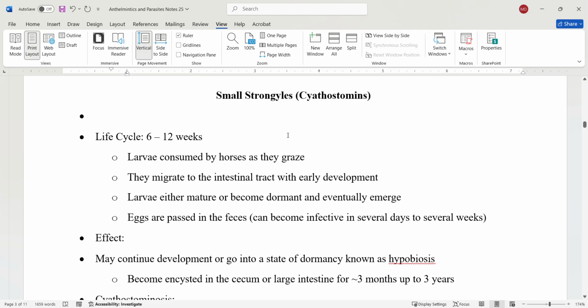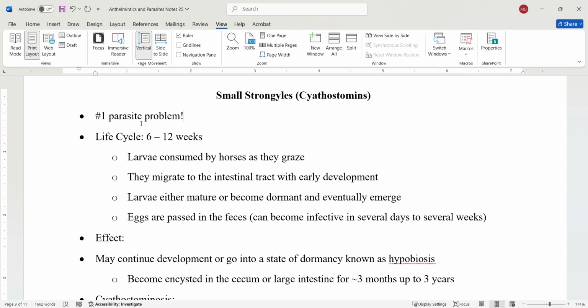So small strongyles in our horse populations today, for our mature horses, are going to be the number one parasite problem. These will be the most prevalent, potentially the most damaging. And so this is normally what we are working to treat or to manage in our horse herds. These parasites have a life cycle of about 6 to 12 weeks. Once again, larva is consumed as the horses graze. So our horses who are on pasture are going to be more exposed to different parasites.